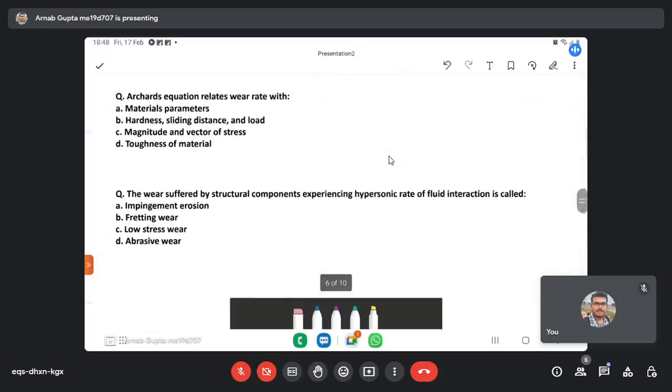Okay, coming to the next question: Archard's equation relates wear rate with which of the following? Material parameters, hardness, sliding distance and load, magnitude and vector of stress, toughness of material.